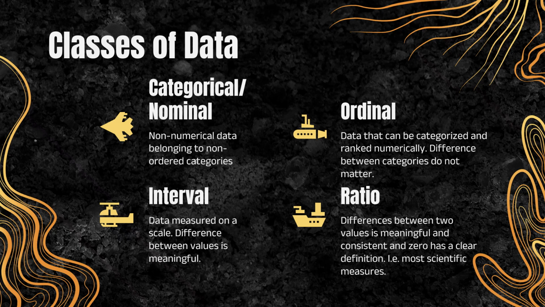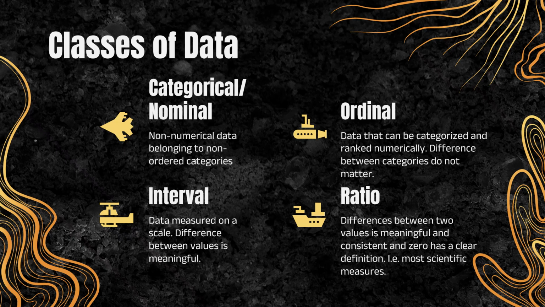Now, we also have 4 classes of data. So we have categorical or nominal data, which is non-numerical data belonging to non-ordered categories. So you can think of categorical data, pretty straightforward, right? Gender, sex, race, ethnicity. There's no order in the categories. It's different groups, right? There's ordinal, so data that can be categorized and ranked numerically. Differences between the categories do not matter.